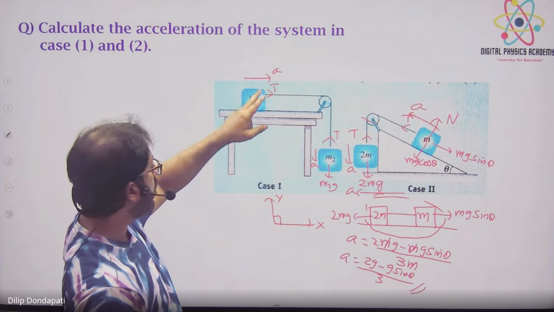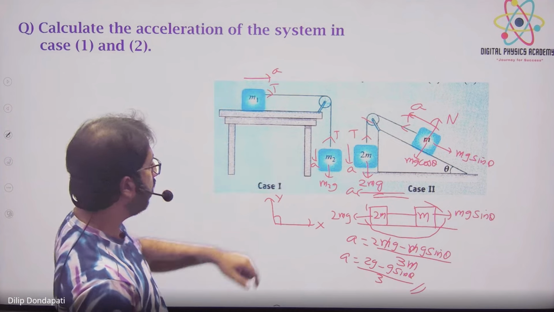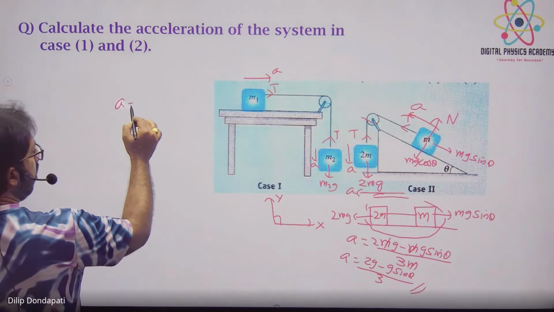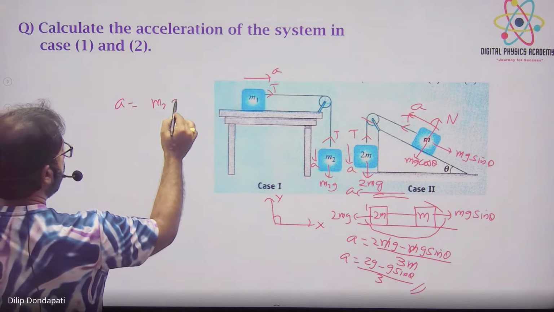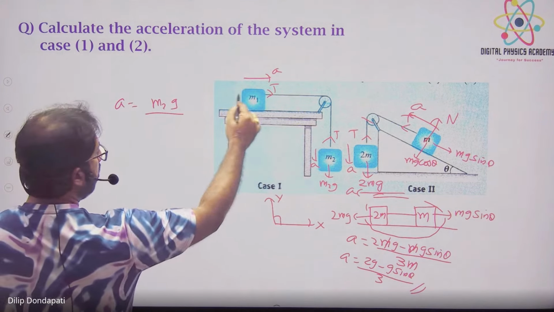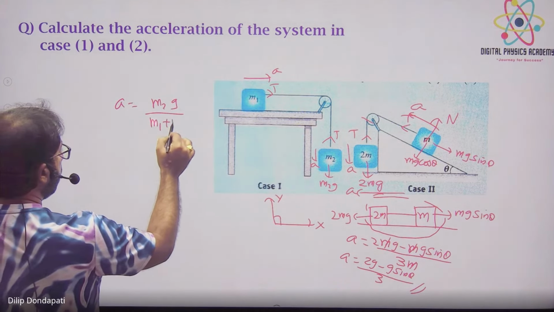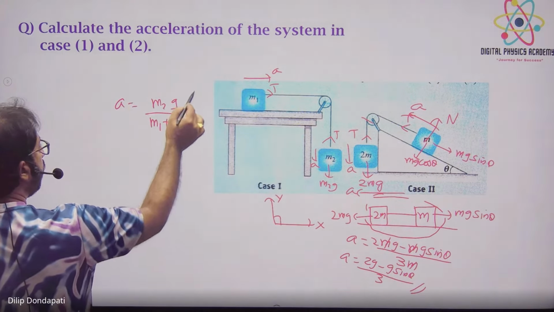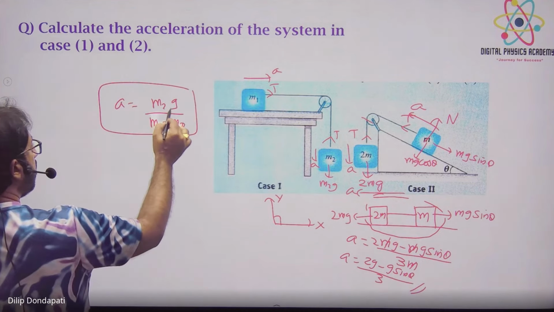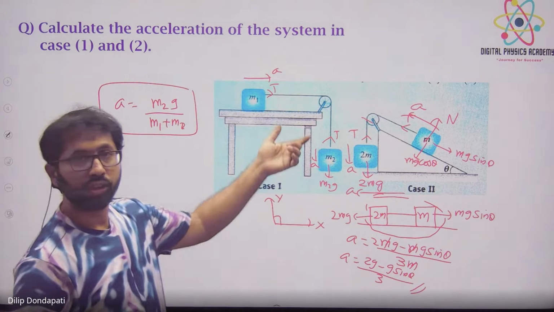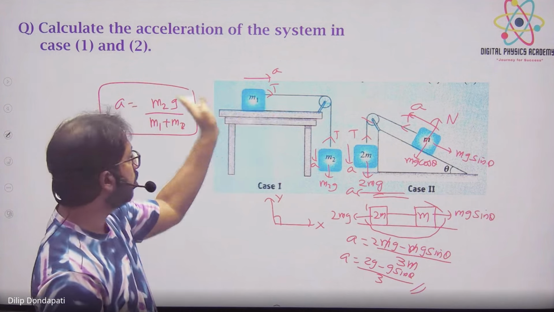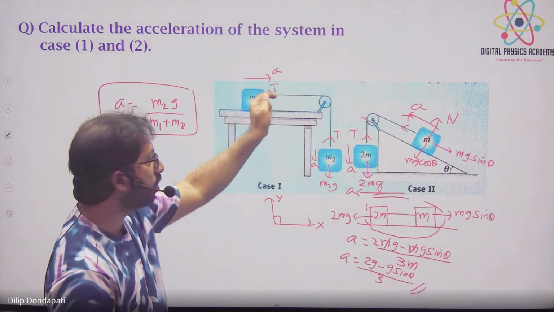इधर तो कौन सा इंटरनल फोर्स हो गया. नेट फोर्स will be m2g by net mass will be m1 plus m2. If you apply for each and every block का अप्लाई करके सॉल्व किया तो भी सेम आएगा. तो मैं इसके तो पीछे कुछ फोर्स नहीं है, ये तो इंटरनल फोर्स है.